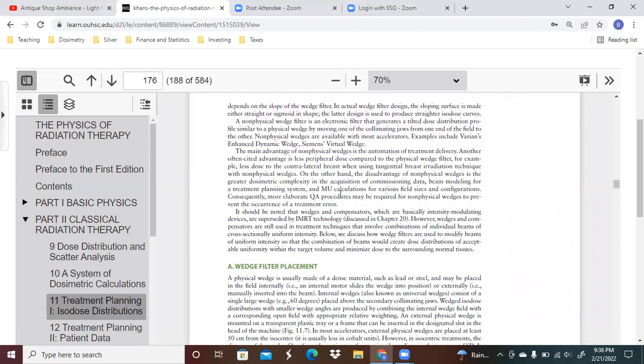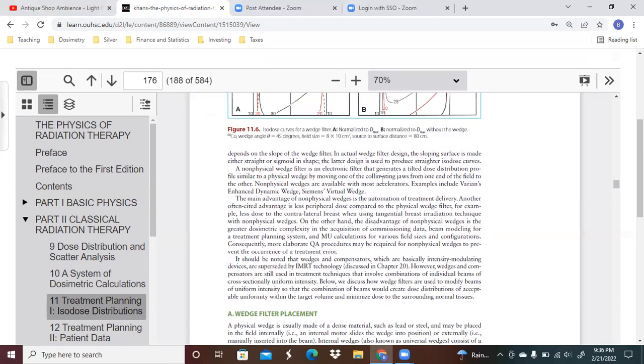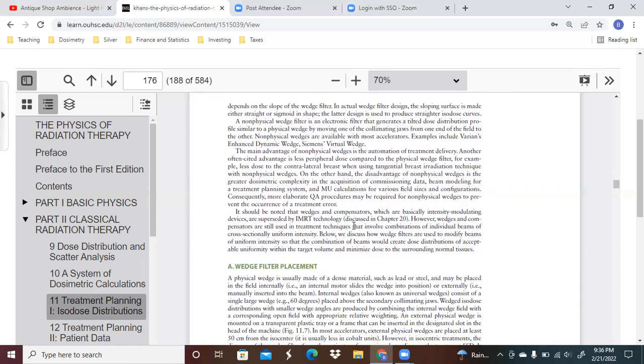So, compensator, you can think of a wedge as a type of a compensator. And again, the non-physical wedge filter, as far as Varian is concerned, is the electronic dynamic wedge. Siemens has a virtual wedge. I've never really worked on a Siemens machine, so I can't really say that. I'm relying on what the book has.